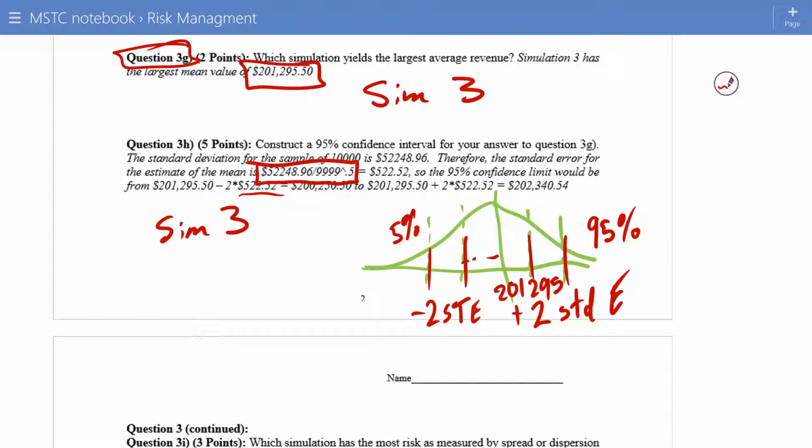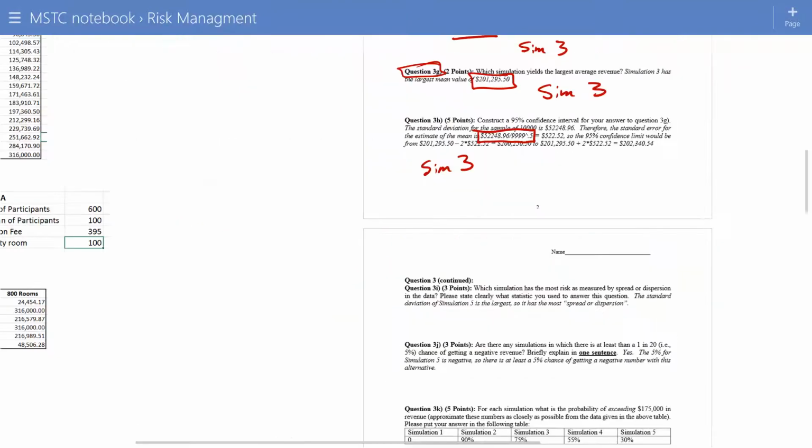And when you do that, you've got an interval that goes from your lower limit of 200,250 all the way up to 202,340. So that is how you calculate the confidence interval of your mean, specifically once you find your standard error. The next question, which simulation has the most risk as measured by spread or dispersion in the data? Please state clearly what statistic you use to answer that question.